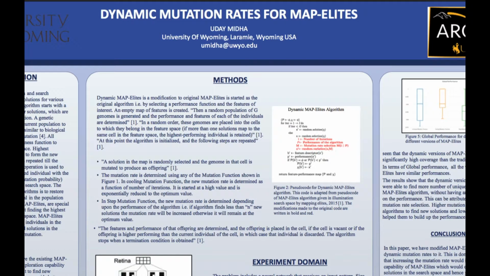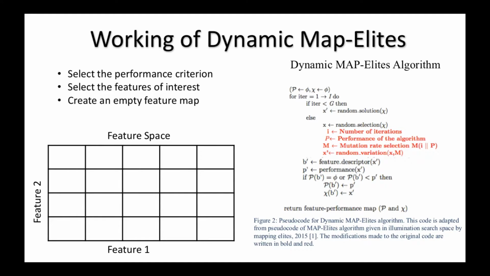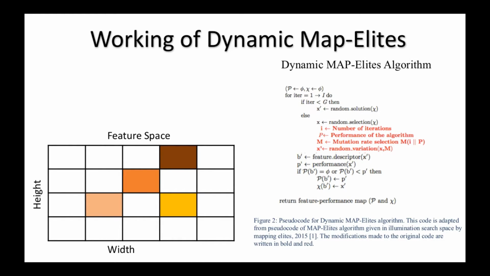Suppose the problem is to find a stable building structure. The algorithm starts with the user deciding the performance criteria and the features of interest, and then the algorithm creates an empty map of features. For this example, the performance criteria can be the stability of the building and features can be the height and width of the building. Then the algorithm generates random solutions and evaluates them, and according to the features and the performance, each is placed on the feature map.